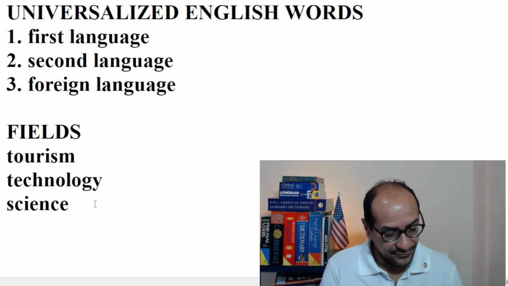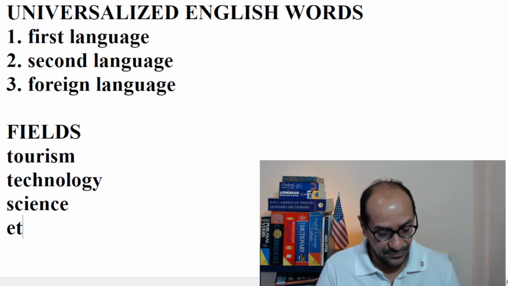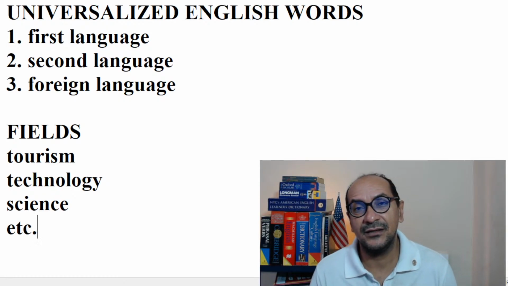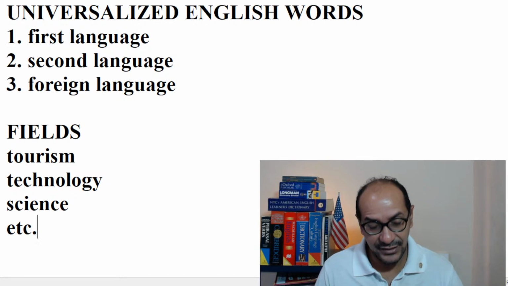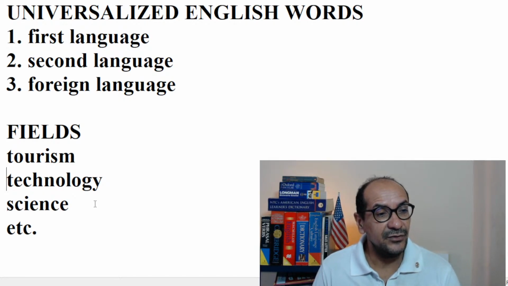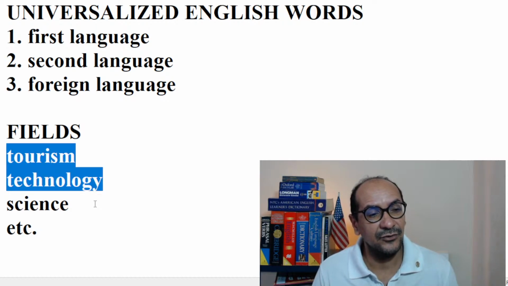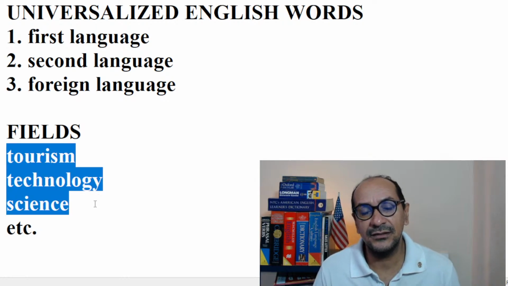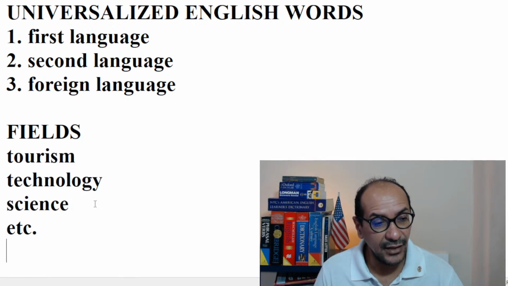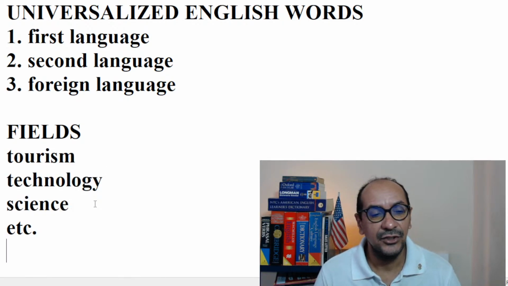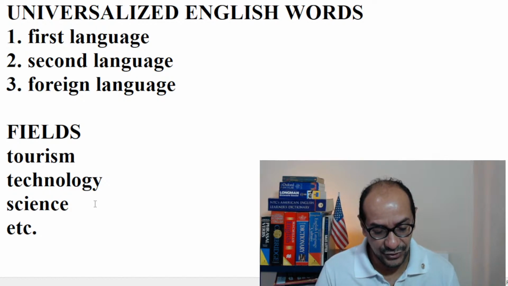But remember, we have lots of other fields. I'm going to write here just etc. because it's just a summary of what I'm going to try to say to you. So in fields like tourism, technology, and science, there are certain words that we cannot avoid using. And these are part of these universalized words.